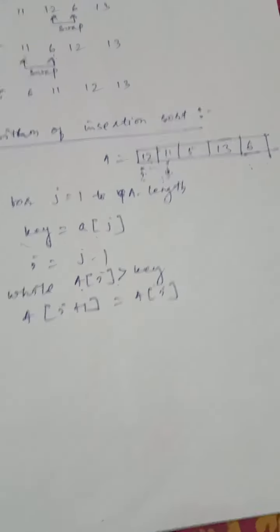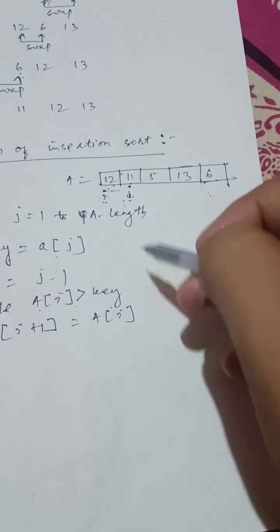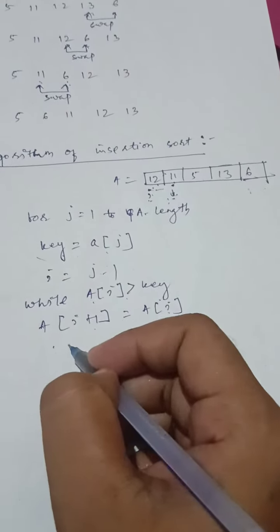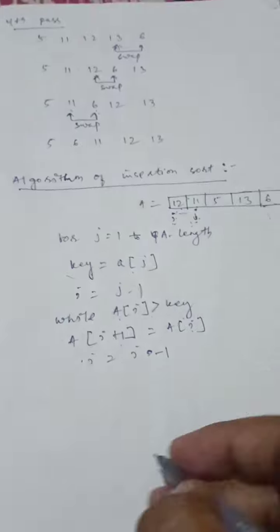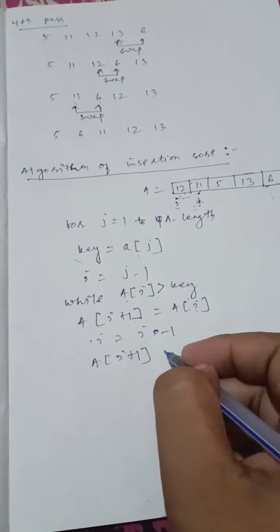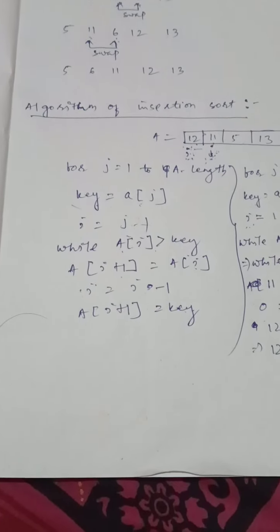a of i plus 1 equals a of i. That means a of i plus 1 is 11 and a of i is 12. So 12 will be assigned to 11, and we have to decrement i equals i minus 1. And now a of i plus 1 equals key.